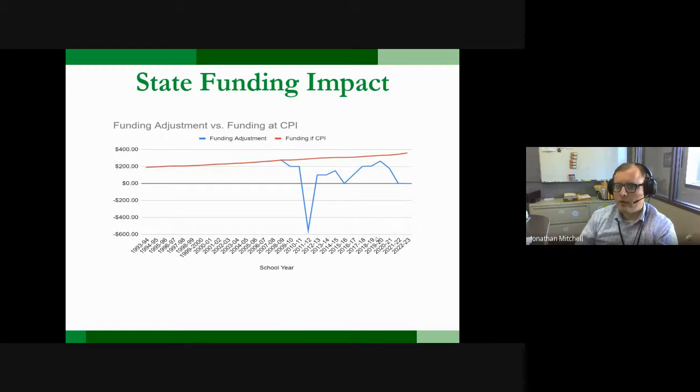Another one of the budgetary principles is we are going to invest in programming that can be sustained over the long term. And so the district has to consider the ups and downs of this per student funding each year in figuring out how we're going to sustain those programs.